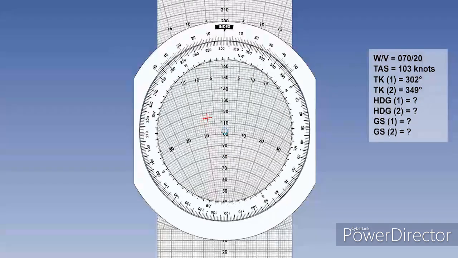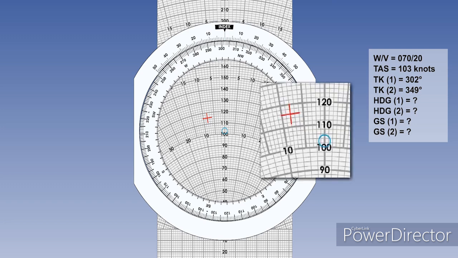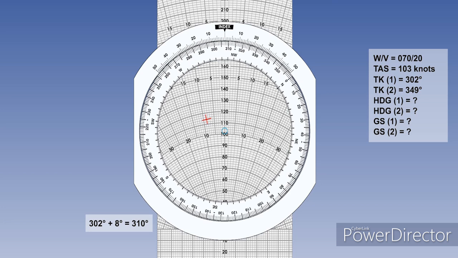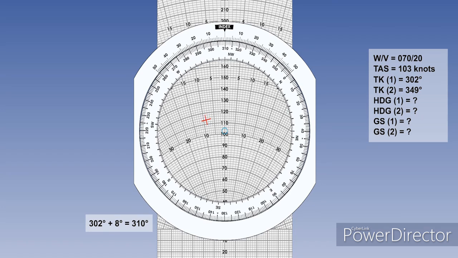Rotate the inner scale to set the desired track of 302 degrees against the index mark. Note that the wind mark is now over the 8-degree drift line to the left of the center line. Remember, this shows us that we're expecting port drift, so we'll have to head starboard or right to counteract that drift and achieve our desired track. Add 8 degrees to the required track, which will give you a notional heading of 310 degrees. Then move the window to put 310 degrees against the index mark.